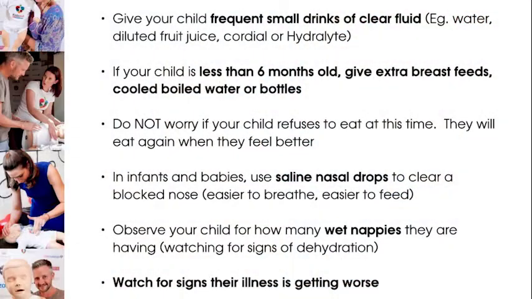I want to know how many wet nappies your child is having. Why is that? Make sure they're hydrated, absolutely. The textbook amount of wet nappies for a child is maybe 4 to 6. But I'm going to actually tell you, I don't care, because you know what's normal for your child. You know how many wet nappies they normally have.